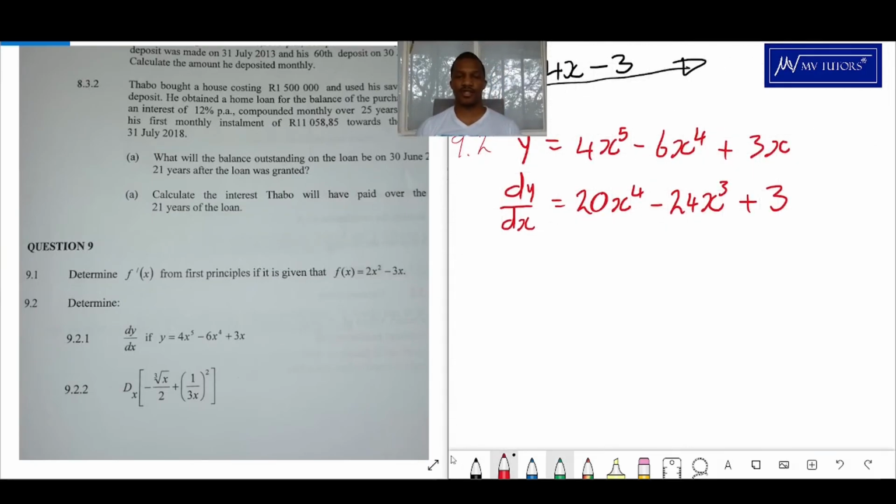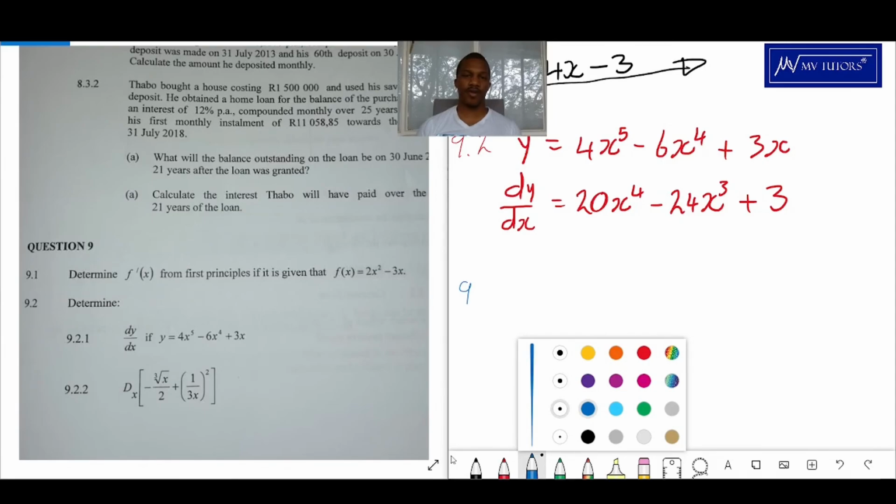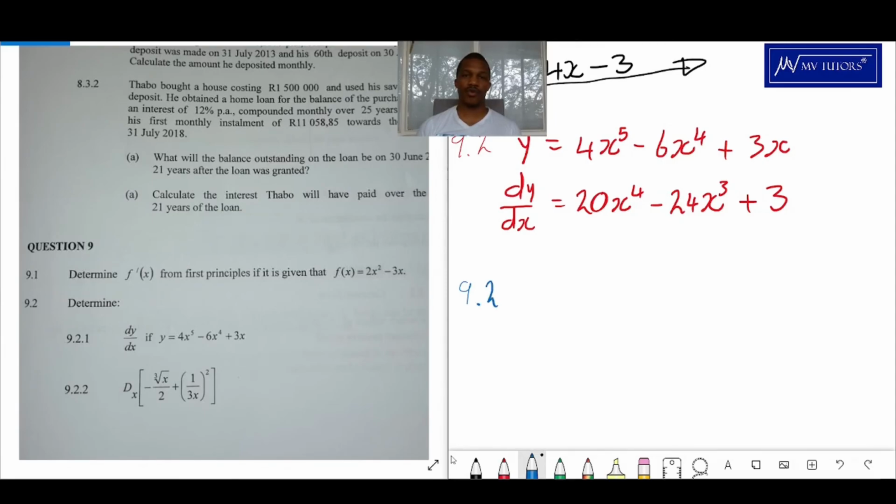Okay, let's move on. Let's change our color to blue, and then we're going for 9.2.2 because this was 9.2.1. Okay, so now they want us to differentiate in terms of x, and what we have is that they've given us the square root of x, plus 2 plus 1 over 3x squared. So what we have to do here is convert everything into one line.